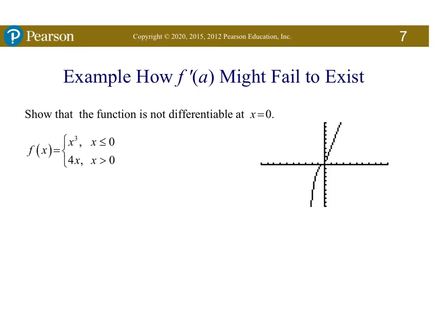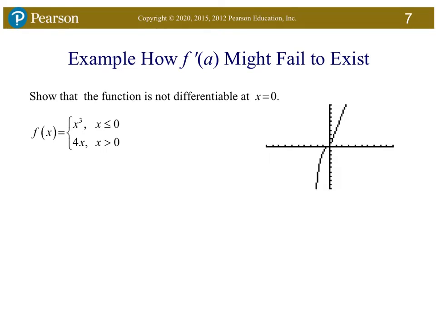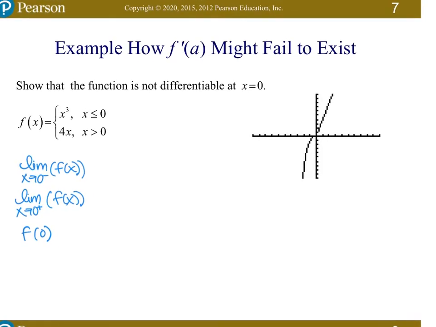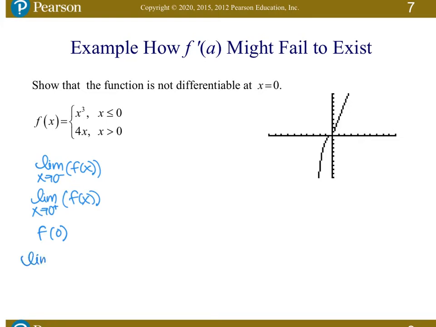So show that this function is not differentiable. So you've got the 5 things to check now. You have the limit as x approaches 0 from the left of f of x. You have the limit as x approaches 0 from the right of f of x. And then you have f of 0 itself. Once you've established those things, then you will have the limit as x approaches 0 from the left of f prime, and the limit as x approaches 0 from the right of f prime.